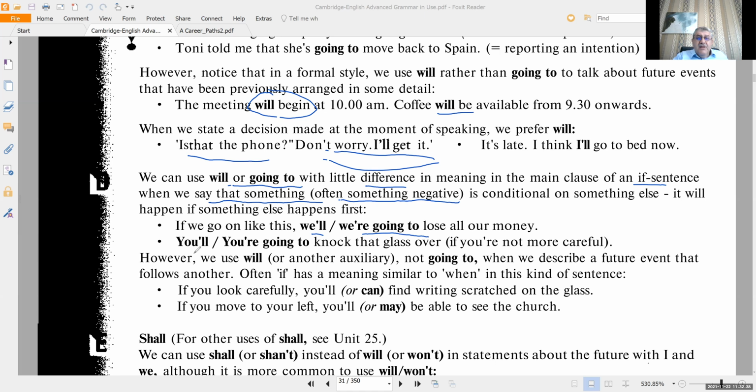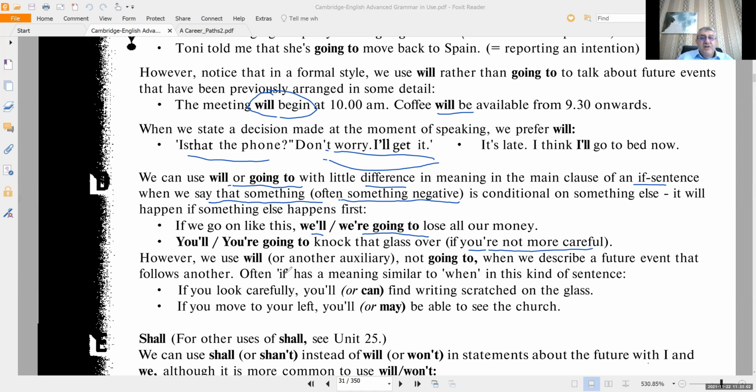You will knock that glass over, or you are going to knock that glass over if you are not more careful. It means you are going to break this glass. Why? Because he feels that if you are not careful and attentive, you will surely break this thing.